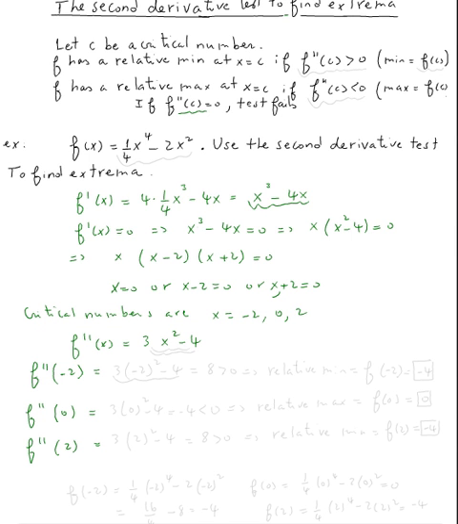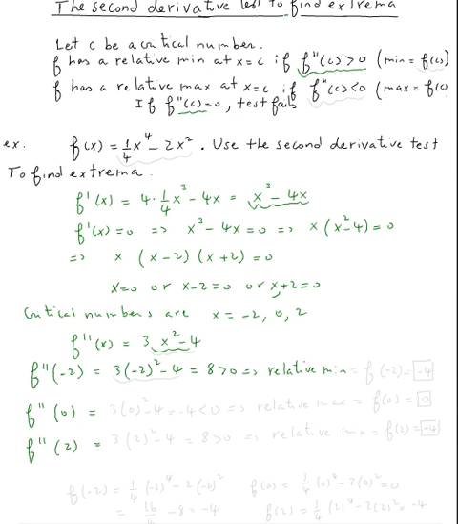Alright. So if you plug negative 2 into the second derivative right here, this will be 3 times negative 2 squared minus 4. 4 times 3 is 12. 12 minus 4 is 8. This is positive. Therefore, since it's positive, look here, we have a relative min at x equal negative 2.